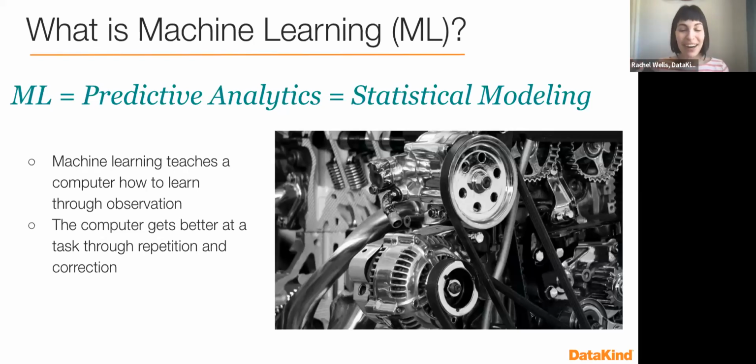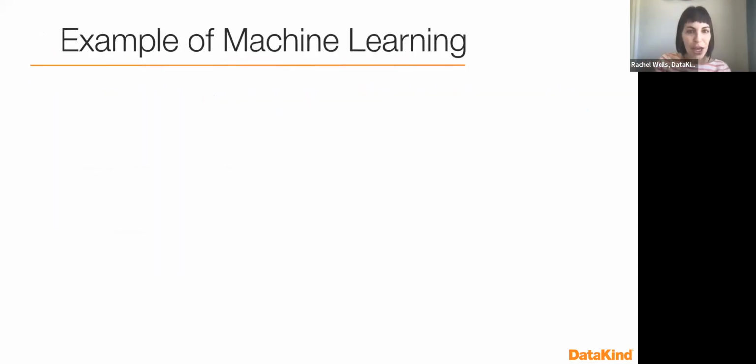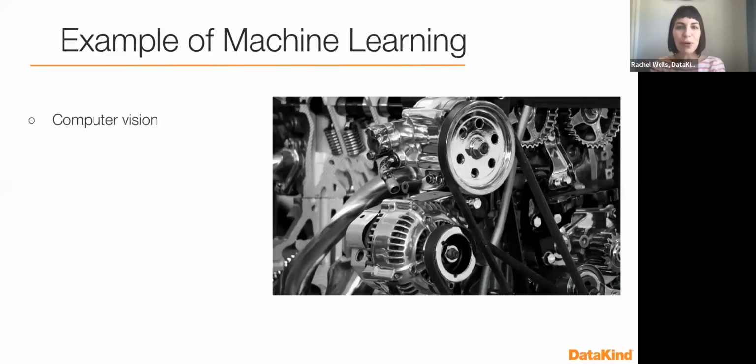I have a baby right now, and so watching her learn to speak really reminds me of what happens with training machine learning models. So a few examples include computer vision. So when you have a picture and you see the computer is noticing that there's a face and an iris, or fingerprint recognition, or number plate recognition.